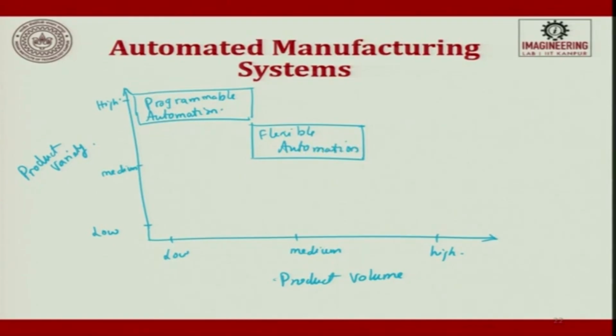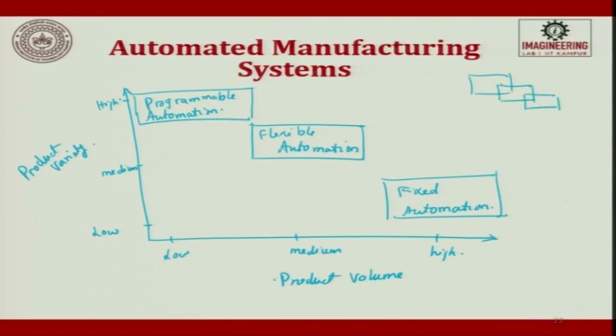And product volume high, product variety low, it is going to be fixed automation. You will not see this, this is only a representation. So, you will have overlaps like this also between the three: programmable automation, flexible automation and then fixed automation. You can have overlaps also.